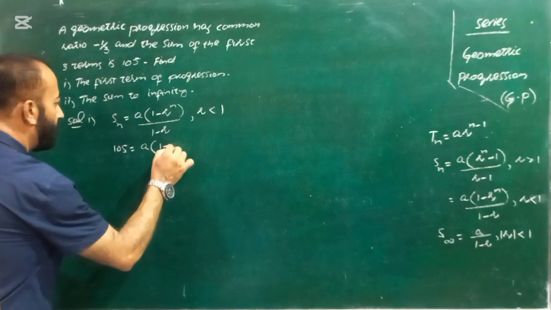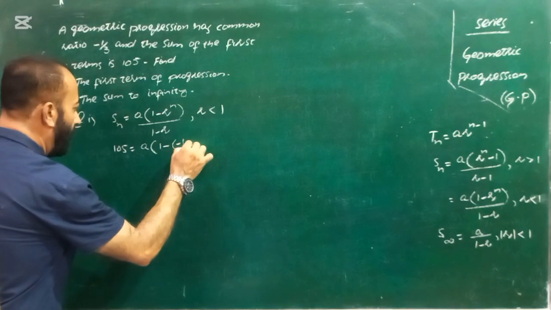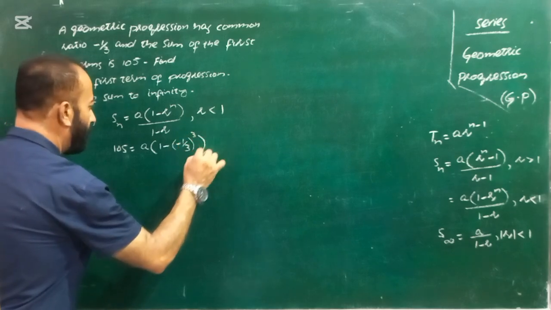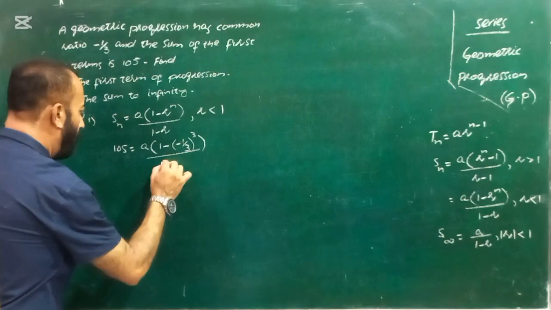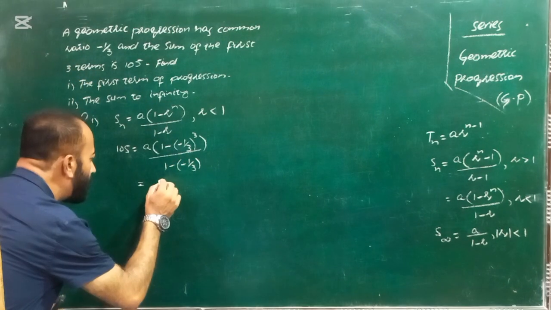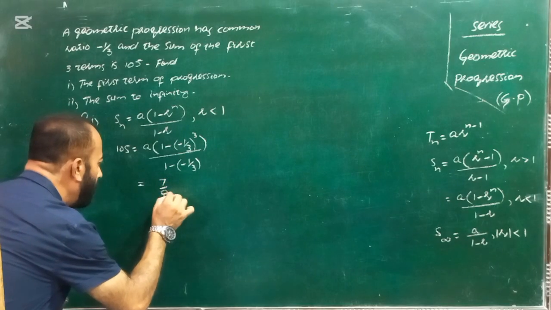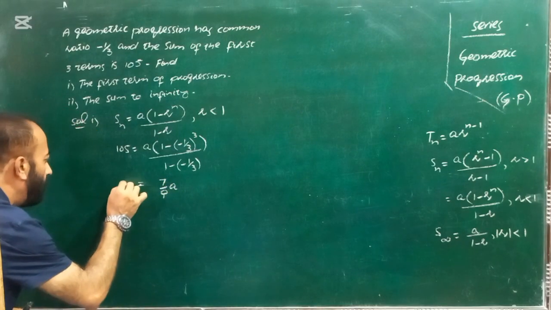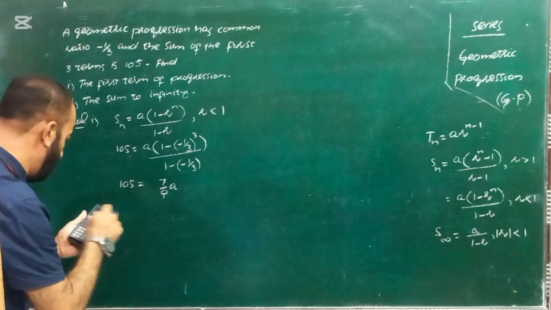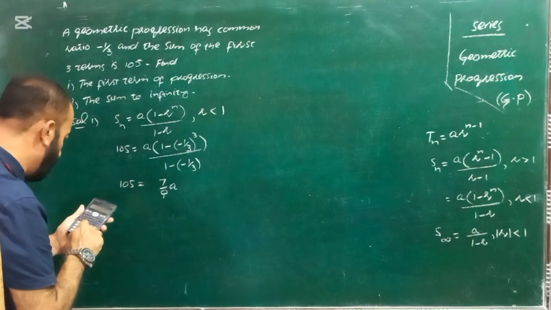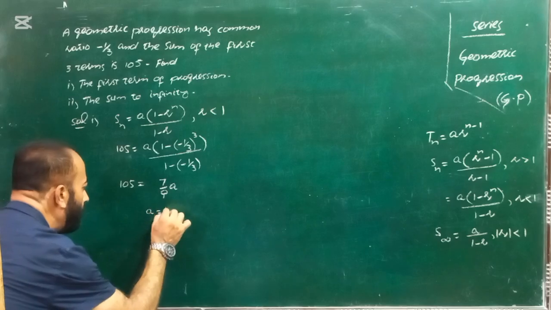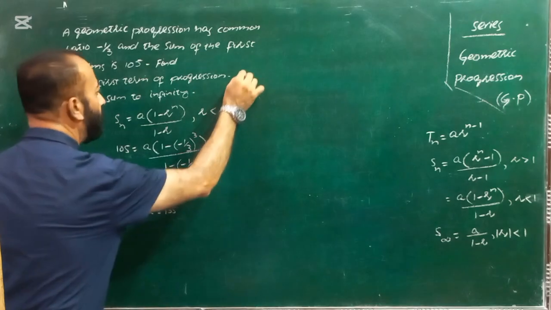So 1 minus (minus 1 by 3) raised to the power n. Number of terms are 3, whole divided by 1 minus (minus 1 by 3). So it is 7 by 9 A equal to 105. So 105 multiplied by 9 divided by 7. So 135. So A is 135. So this is the first term.